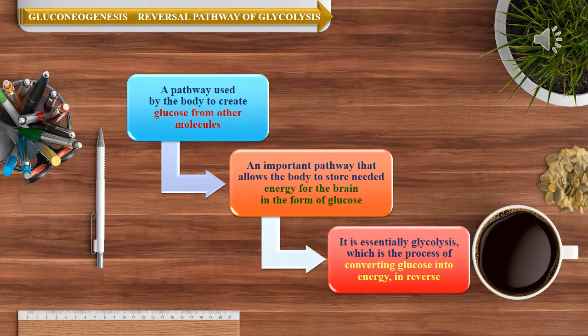Gluconeogenesis is a reversal pathway of glycolysis, that is, forward reactions occur in glycolysis whereas backward reactions occur in gluconeogenesis. The starting material in glycolysis is glucose, and the end product is pyruvate. Pyruvate is the starting material and glucose is the end product in gluconeogenesis. That is the difference.